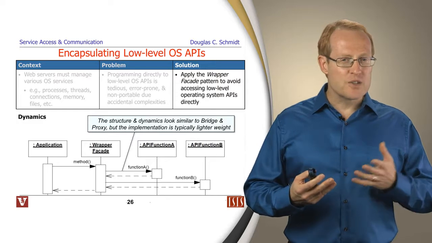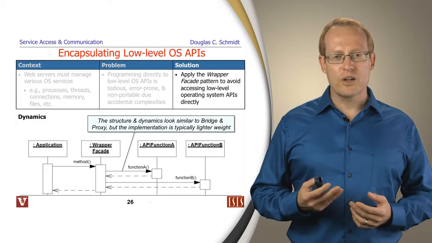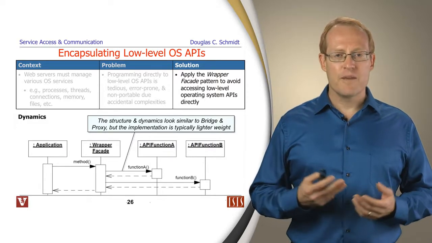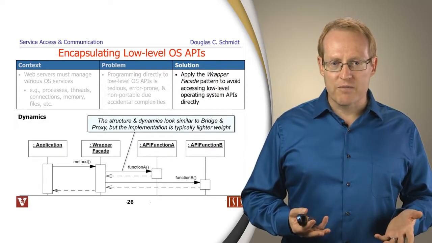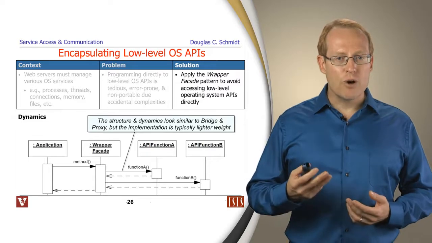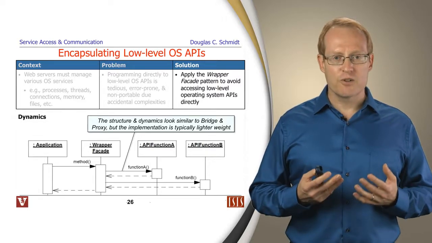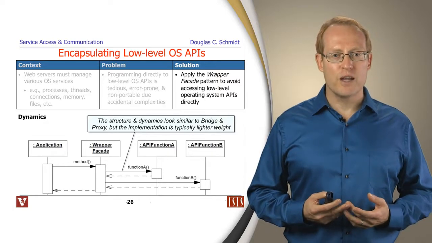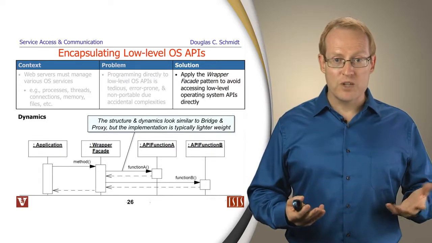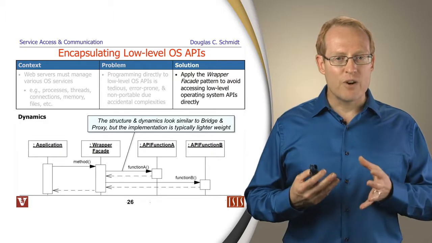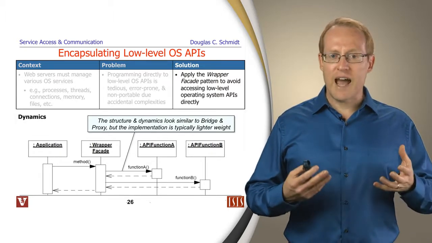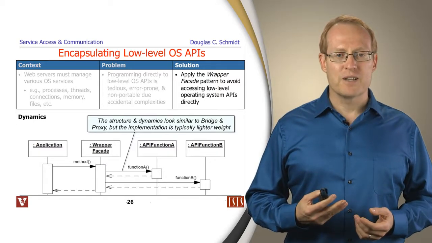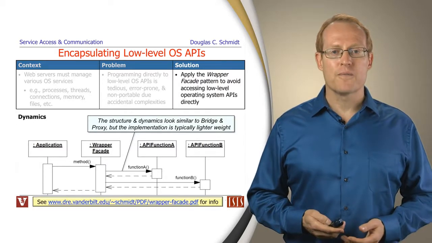At first glance, the structure and dynamics of this pattern look familiar. They look a bit like the bridge pattern. They look a bit like other patterns from the Gang of Four book, like proxy. But there are some important differences. The main difference is they're typically lighter weight. There's no indirection going on as you would do with bridge, and there's no conversion and transformation going on with proxy. So you can keep them very thin and lightweight, not adding much overhead. In fact, you can often inline the wrapper facades to make the overhead evaporate altogether.